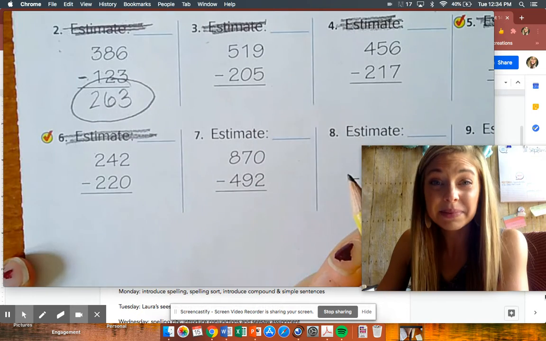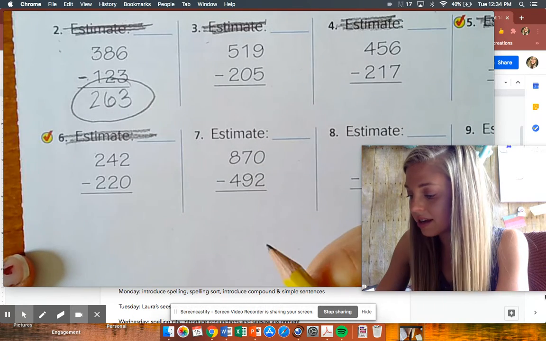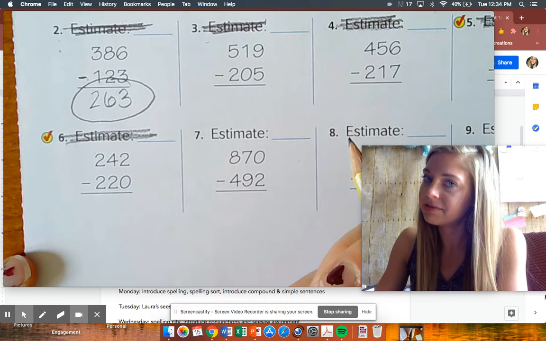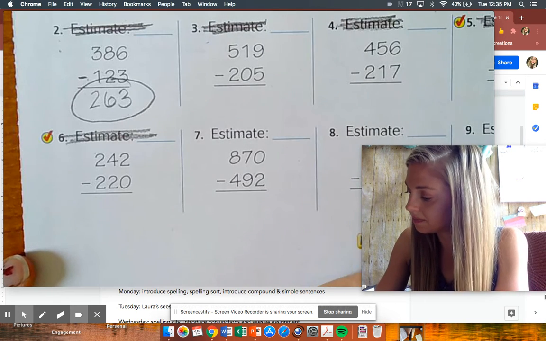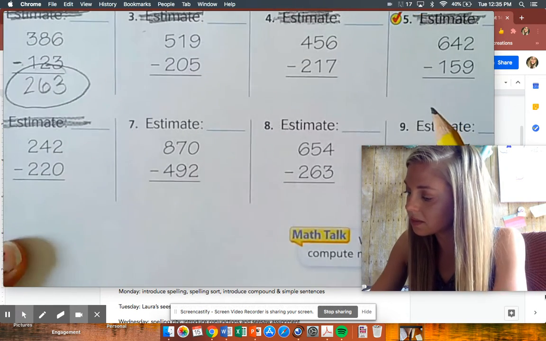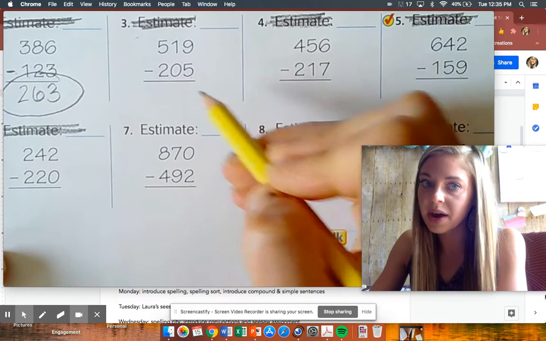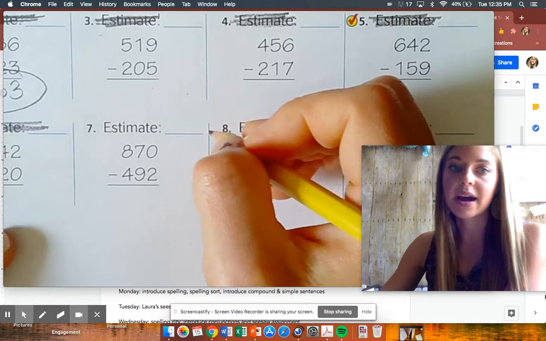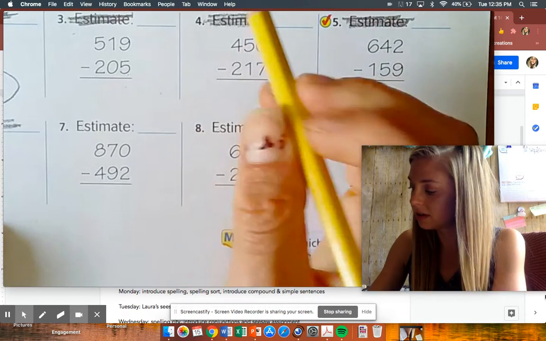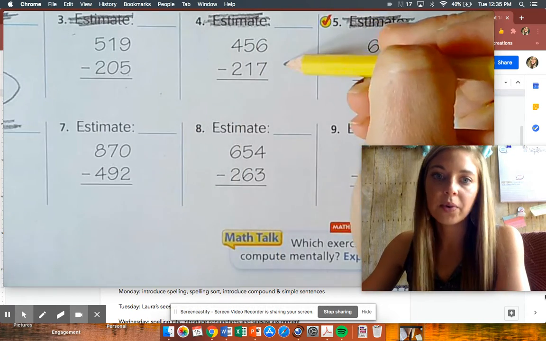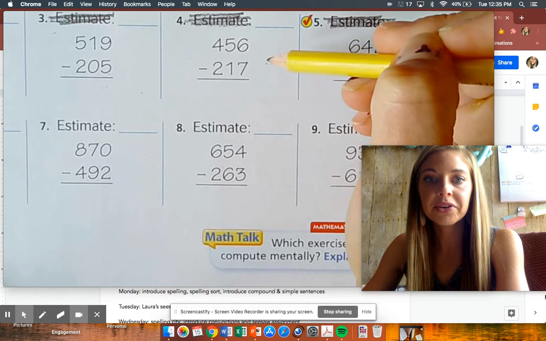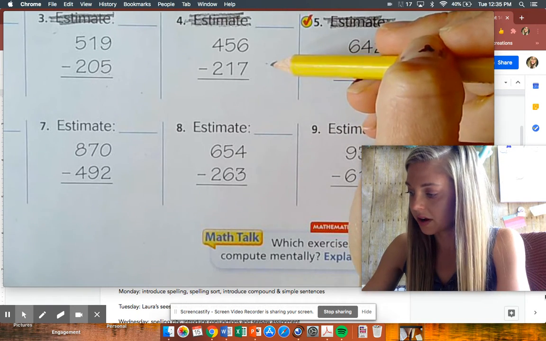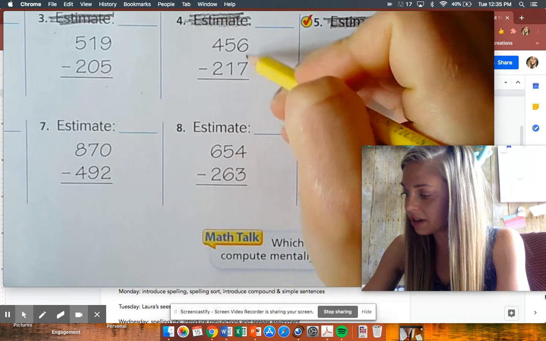That problem was easy peasy because we didn't have to do any borrowing. I have a feeling in the next couple of ones we might have to. So let's see. Number 3, let's skip that one right now. We might come back to it, we might not. I want to do one where we have to borrow. All right, let's do number 4 together. 456 minus 217.